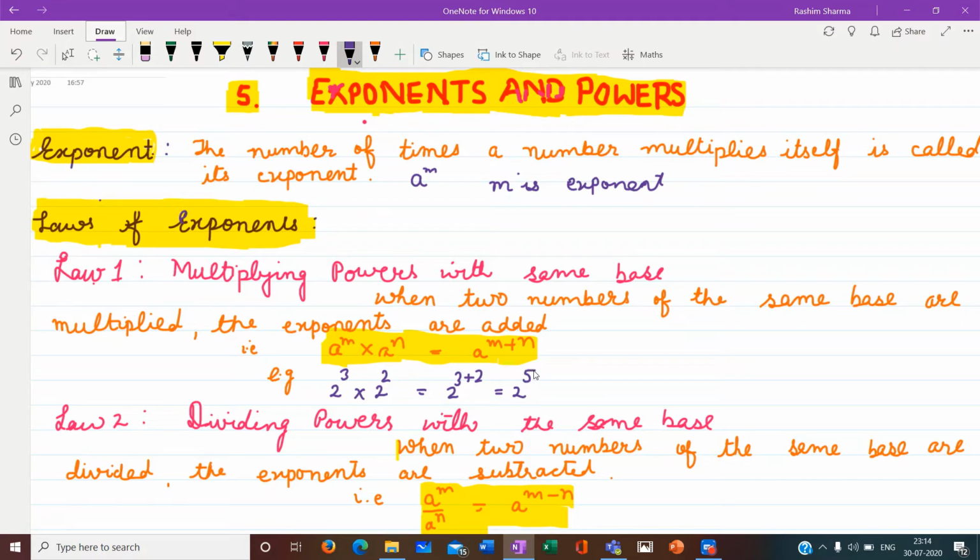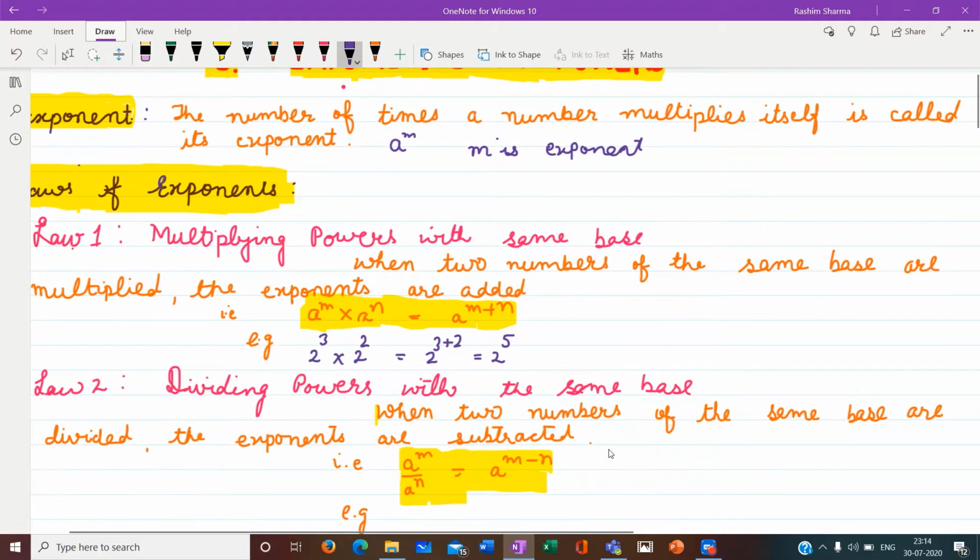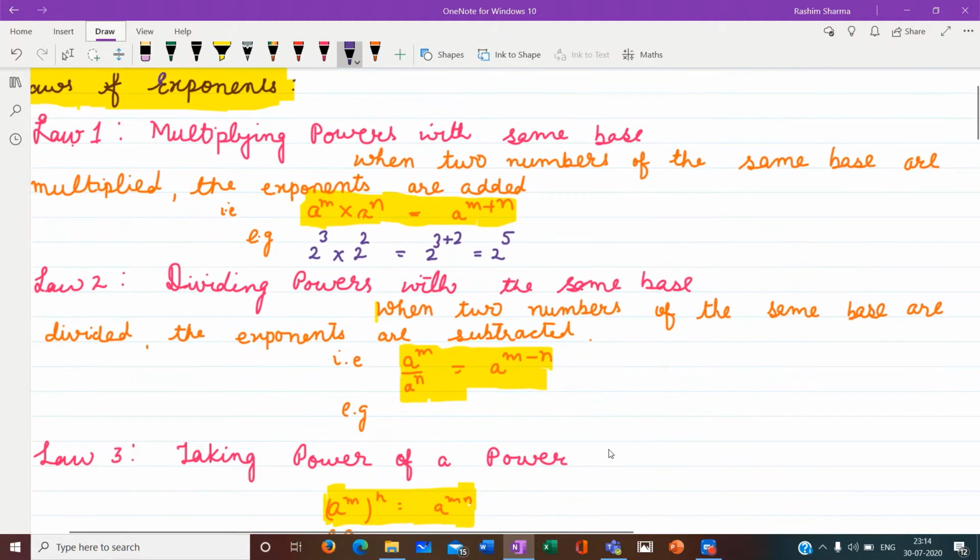Alright. Second law. Dividing powers with the same base. When two numbers of the same base are divided, the exponents are subtracted. Means when we have two numbers of the same base in division, like here a raised to power m upon a raised to power n is equal to a raised to power m minus n. So base remains a, powers are subtracted here.